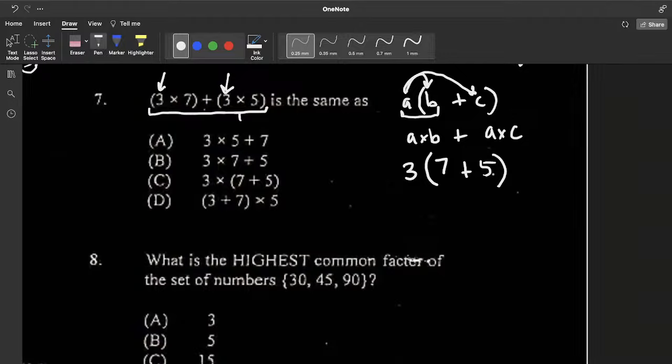So then that's basically our answer, because we have 7 plus 5. That's our answer there. So this one here is the answer.